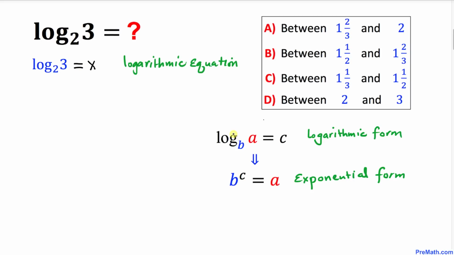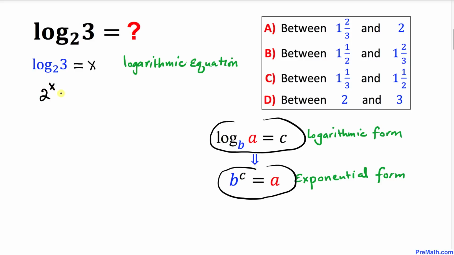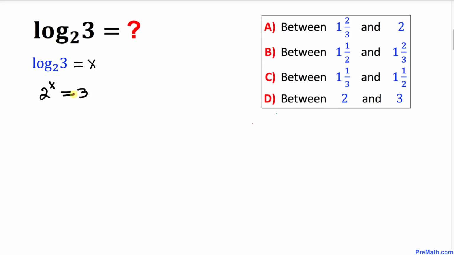Now let's recall the conversion formula. It converts from logarithmic form to an exponential form. So we're going to be using this rule to convert our logarithmic equation into an exponential equation. So that simply becomes 2 power x equal to 3. Now let me call this exponential equation as equation number 1.